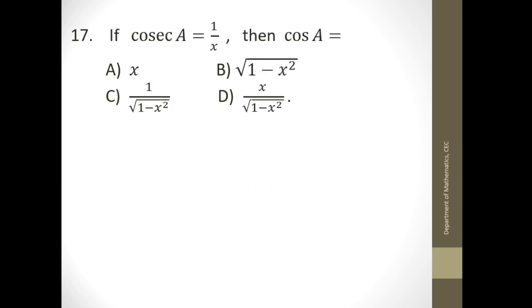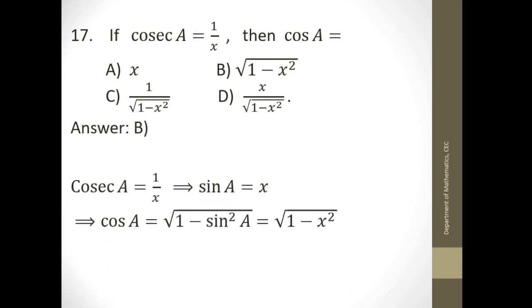If cosecant A is 1 by x, then sin A is x. Since sin A is x, cos A is the square root of 1 minus sin square A, therefore the square root of 1 minus x square.